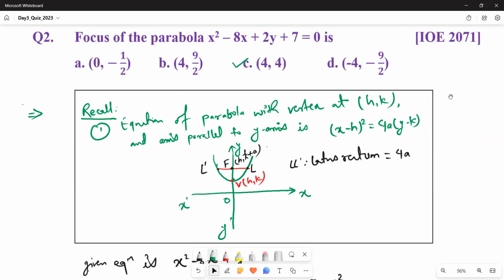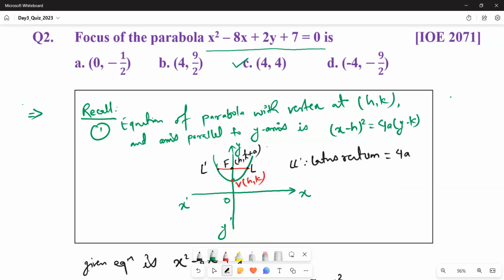Okay, so now let's move ahead to question number 2. Our question number 2 for today is: the focus of the parabola x square minus 8x plus 2y plus 7 equal to 0 is. We have four options: A, 0, minus 1 by 2; B, 4, 9 by 2; C, 4, 4; and option D is minus 4, minus 9 by 2.